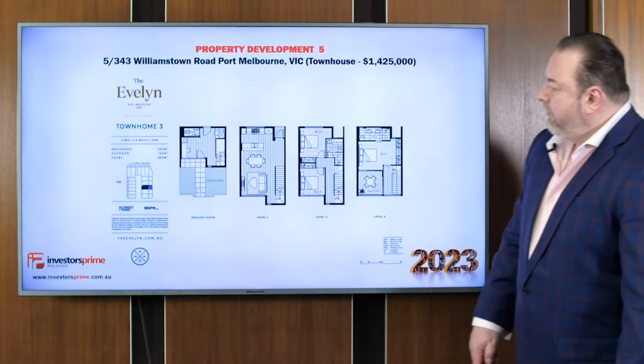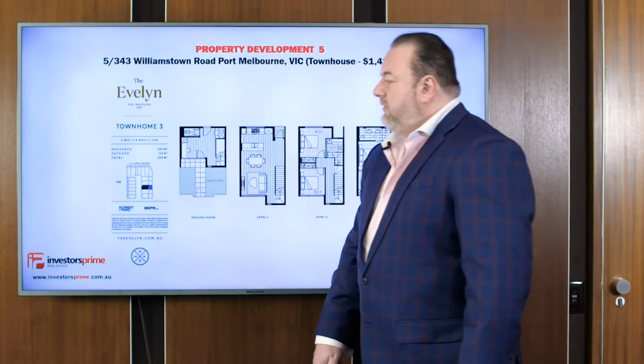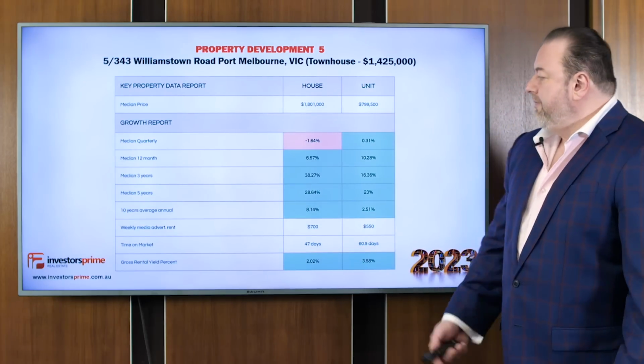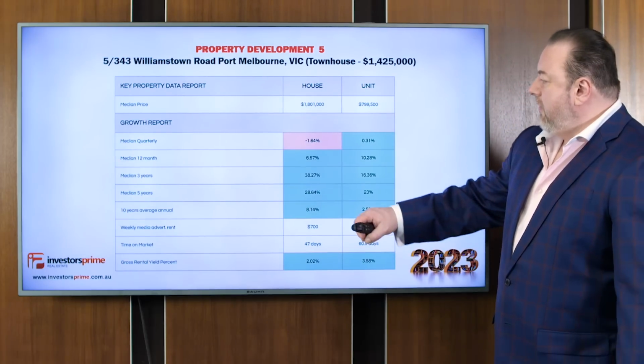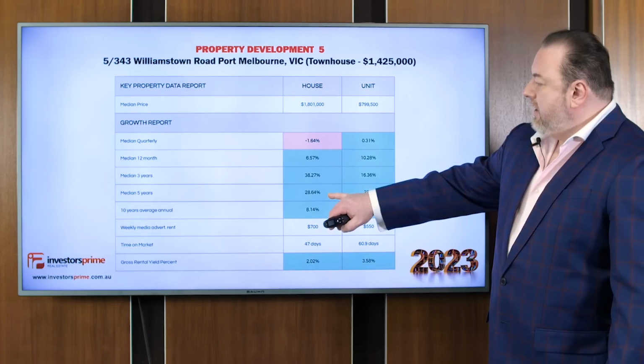In terms of square meters, you're talking 183 square meters total. That includes the outdoor area. Now, this Port Melbourne, it's a success story. 6.57% over 12 months, but 5 years, 28%.